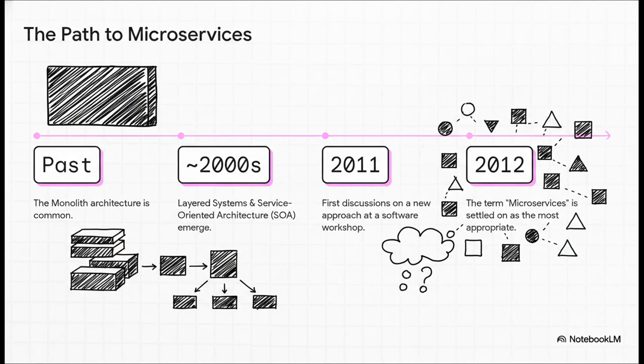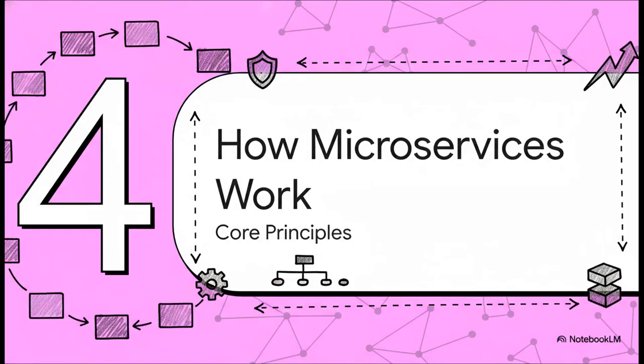Now, this idea didn't just appear out of thin air. It actually evolved from earlier concepts like service-oriented architecture, or SOA, which also focused on breaking applications into services. But after some key discussions started around 2011, the tech world kind of settled on the term microservices in 2012 to describe this newer, more refined, and frankly more agile approach. Okay, so how do they actually work in practice? It really all comes down to a few core principles.